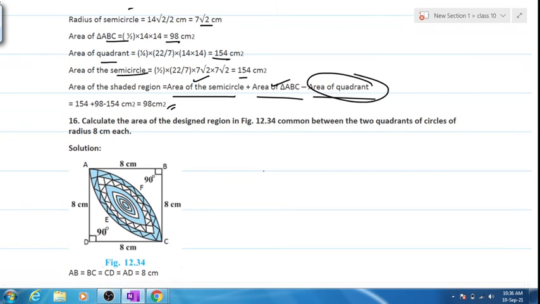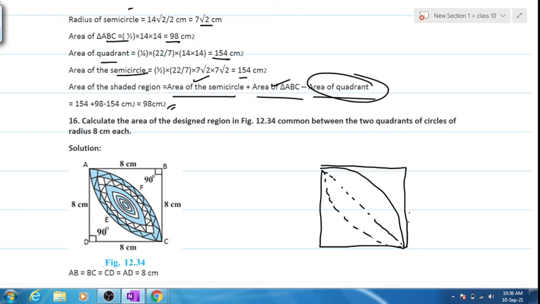Next numerical, which is also very important as well as interesting. Question number 16 says you have to calculate the area of the shaded region. Don't count the design portion. Some students just start counting the designs also, not required. Basically, if I break this figure down, it will look like two quadrants out here, and the other quadrant will be as such. Can you all see the two quadrants, yes or no? Kept inverted to each other.